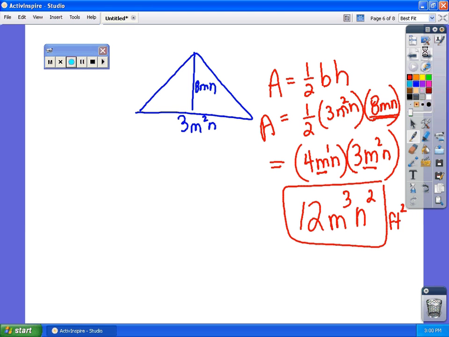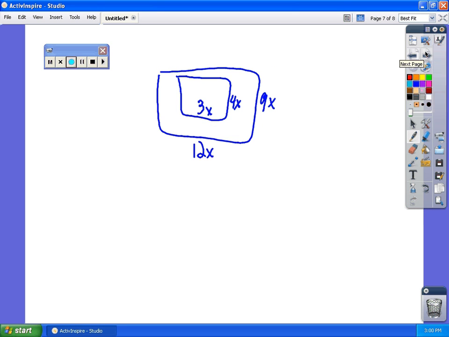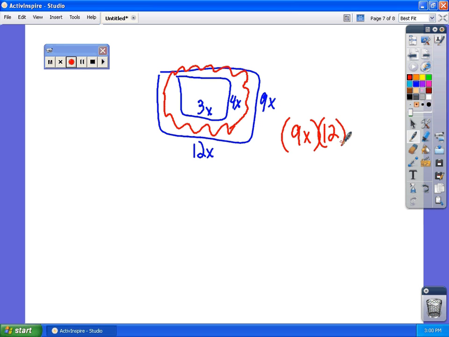Two more. All right. Here you're finding the shaded area. So we want to find the area of the whole thing, which is 9x times 12x, which is 108x squared. Remember, it's x to the first and x to the first. That's the whole thing. Then the smaller area, this right here, which we're going to take away, is 4x times 3x, which equals 12x squared.